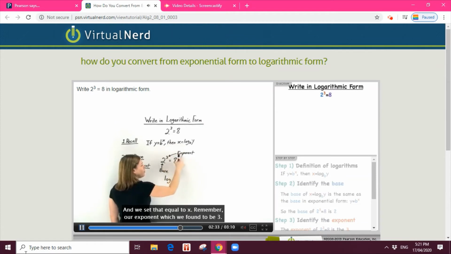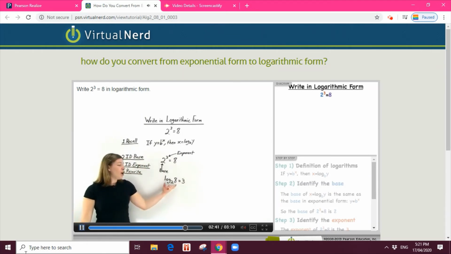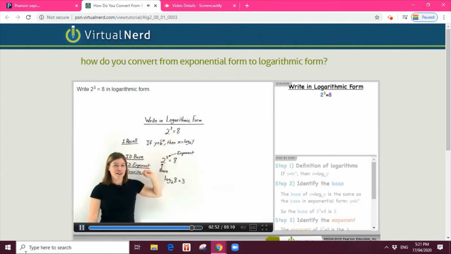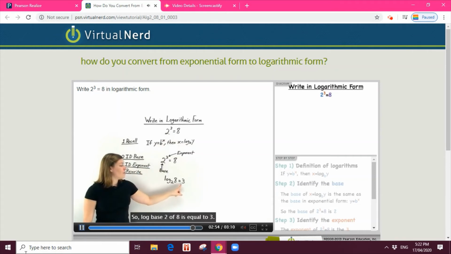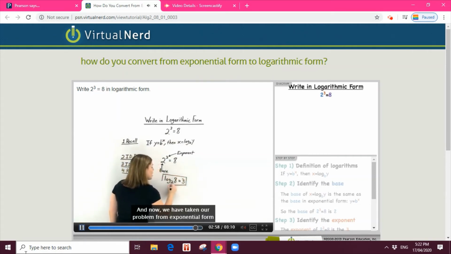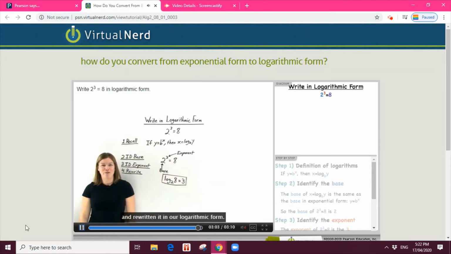Remember, our exponent, which we found to be 3. And now we have log base 2 of 8 is equal to 3. Log base 2 of 8 really means that we just want to find 2 to what power equals 8. Looking back at our original problem, we see that 2 to the 3rd power equals 8. So, log base 2 of 8 is equal to 3. And now we have taken our problem from exponential form and rewritten it in logarithmic form.